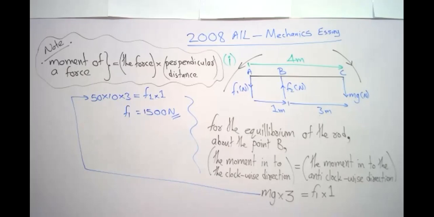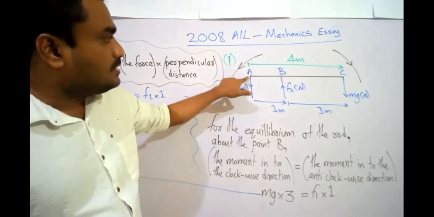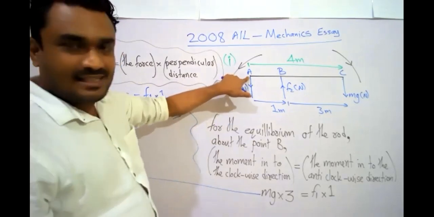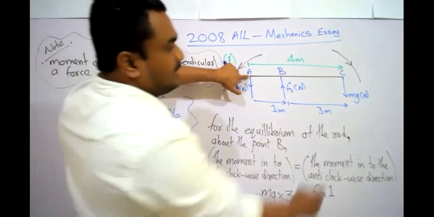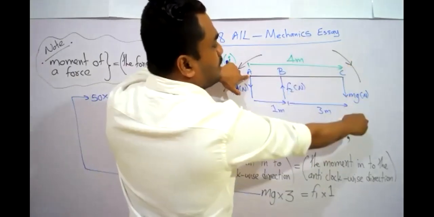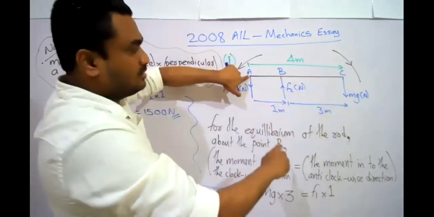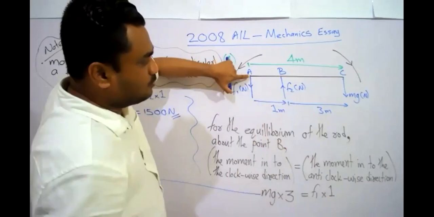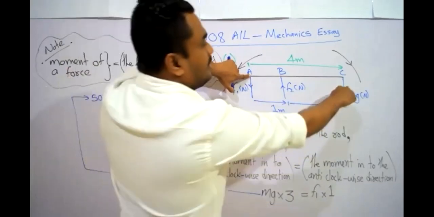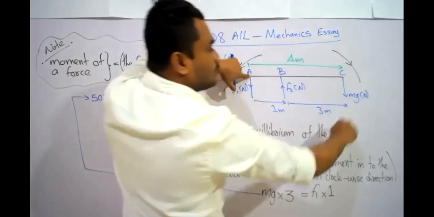Right. Let me do the same thing to the other point also. Look at the board here. If you consider point A, mg force is still trying to rotate the rod in the clockwise direction. If you keep your finger at point A, then mg force is trying to rotate the rod in the clockwise direction.